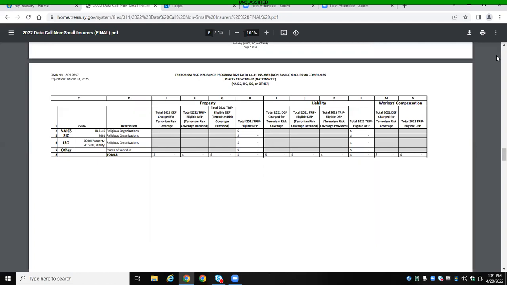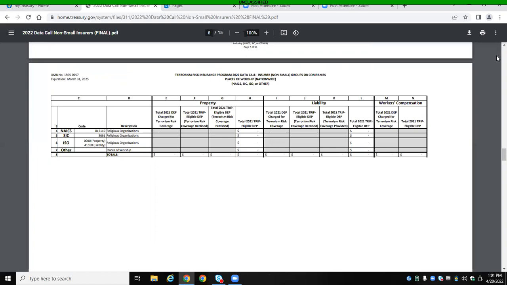Like that worksheet, it's also on a nationwide basis and seeks information in the general categories of property, liability, and workers' compensation. However, on this worksheet, we are only seeking information on policies written for places of worship. When you are reporting this data, please do your best to report on coverage related to actual houses of worship, churches, synagogues, mosques, and the like, while excluding any affiliated religious organizations such as hospitals or schools.